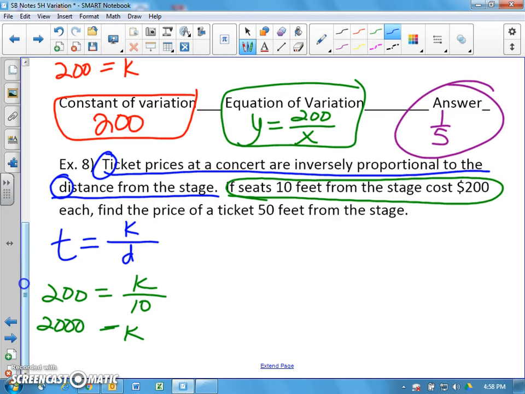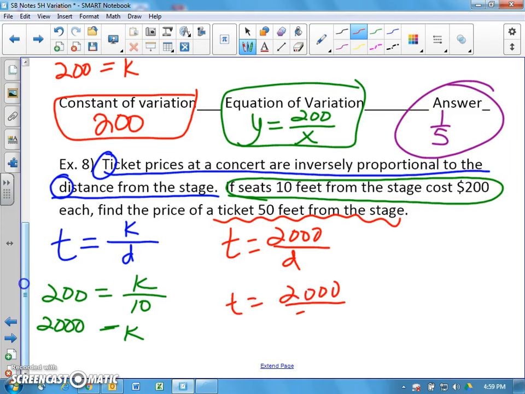So now we can reset our equation. T would be 2,000 over D, and we can complete our task. We need to find the price of a ticket 50 feet from the stage. The 50 feet is distance, so we're going to have 2,000 over 50, and that comes out to be 40. So the answer to the question would be $40.